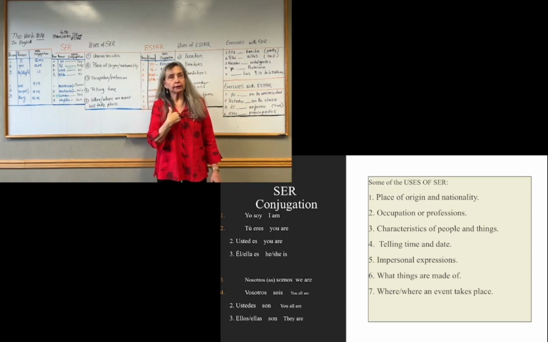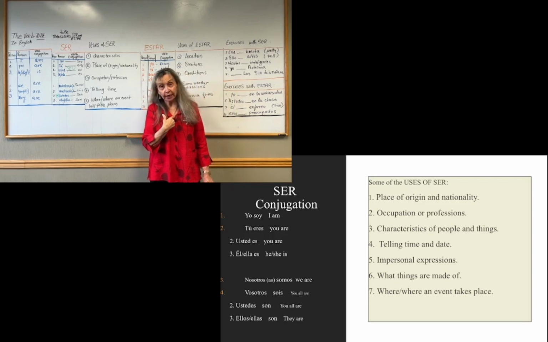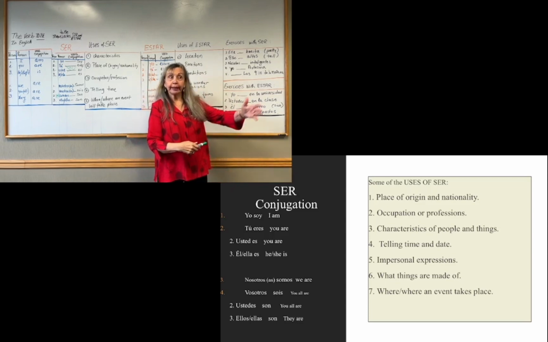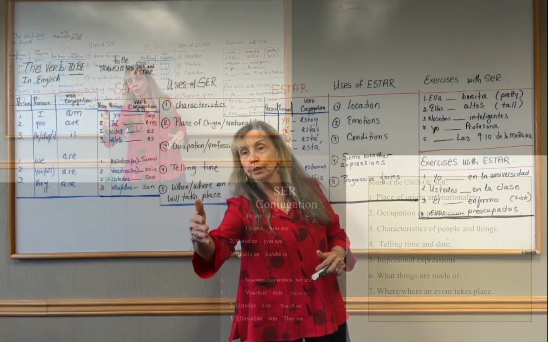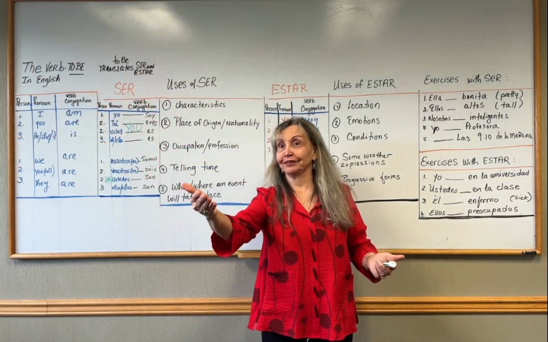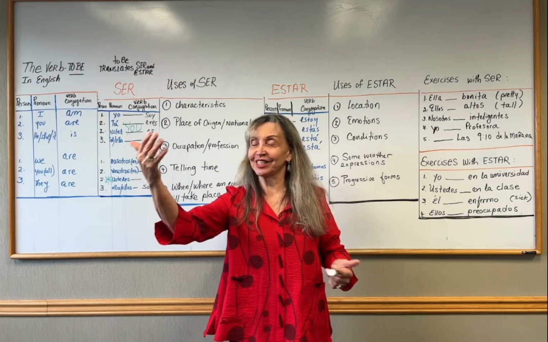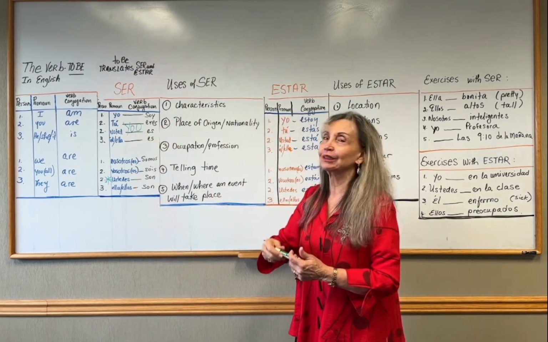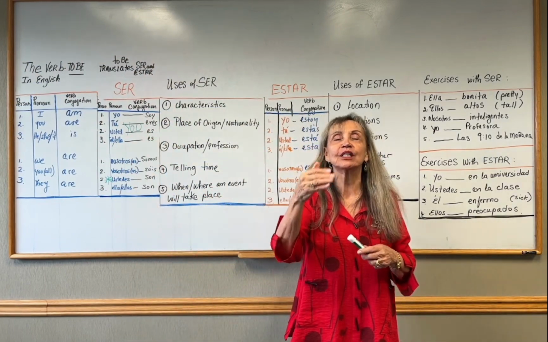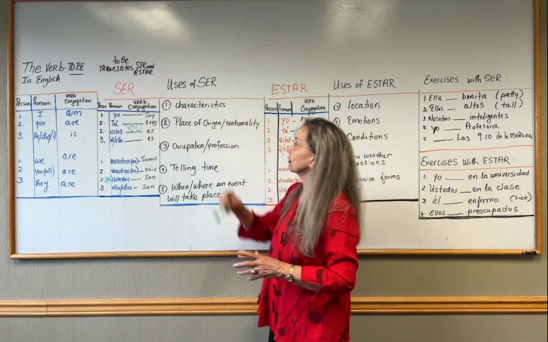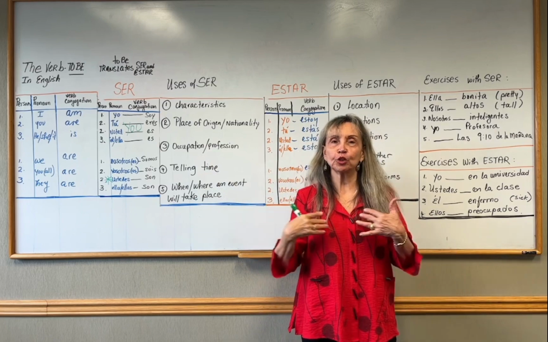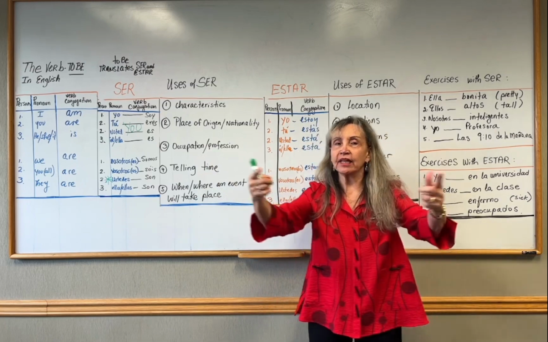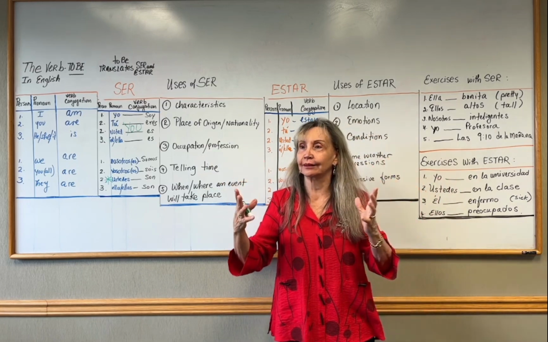Yo soy de Colombia. ¿De dónde eres tú? Soy del Salvador. Soy. It is nationalities, place of origin, use ser. Occupation and profession. Yo soy profesora. Ustedes son estudiantes.